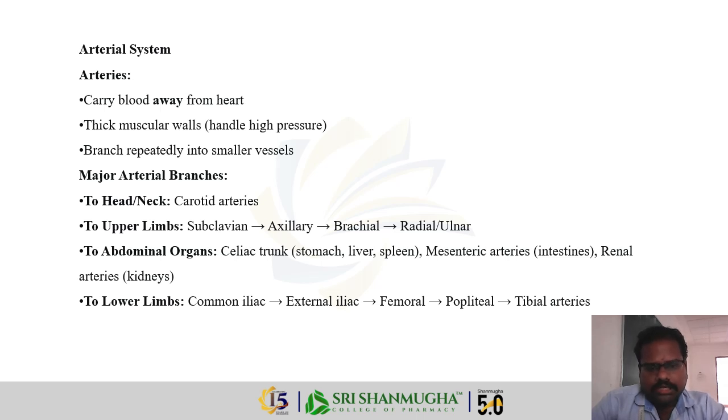Then the celiac trunk, supplying the stomach, liver and spleen, and the mesenteric arteries, then the renal arteries. These are the arteries which supply the abdominal organs. Then the common iliac artery, external iliac artery, femoral, popliteal and tibial arteries. These are the arteries which supply the lower limbs.